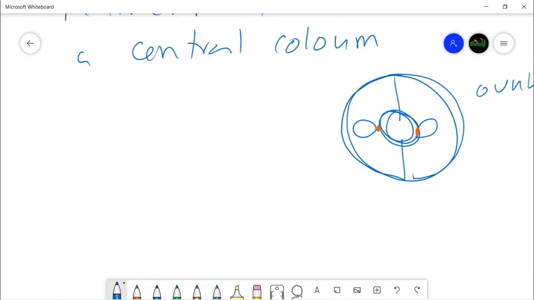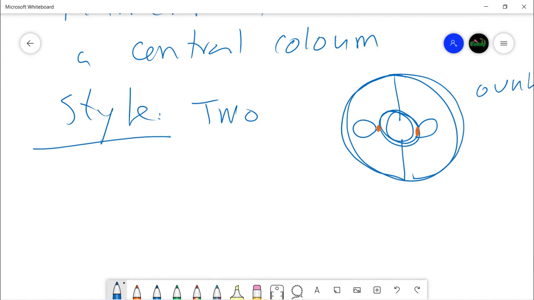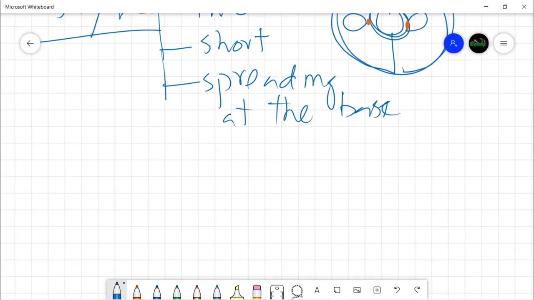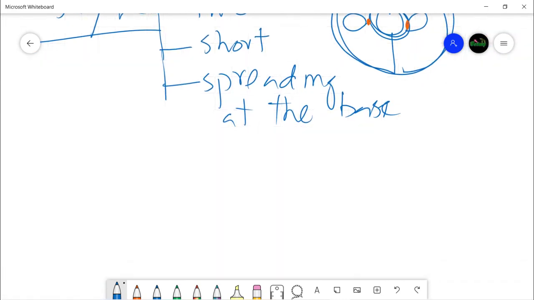Next is the style. Styles are two in number. There are two styles per compound carpel, because this is a compound carpel, bicarpellary syncarpous, so it has two styles. As far as the length of the style is concerned, they are short, not very elongated styles. The styles usually get enlarged or are often spreading at the base, and they form a disc-like structure known as stylopodium.